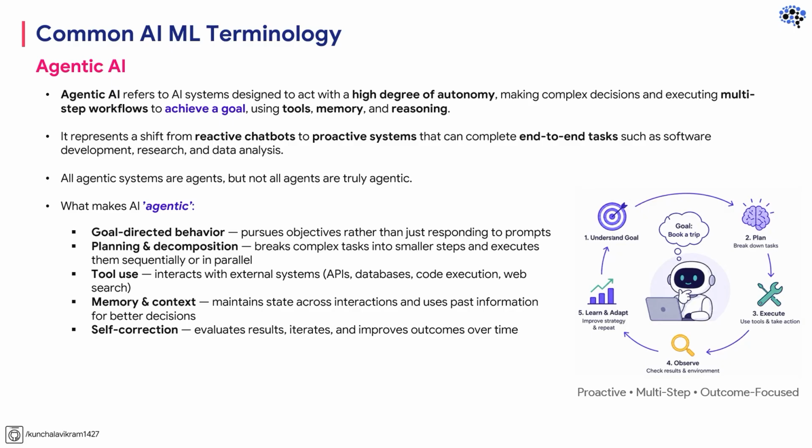Agentic: all agentic systems are agents, the AI agents, but not all AI agents are truly agentic, okay? It is a shift from reactive chatbots, where you ask a question and it gives the response, to proactive systems where the system can do end-to-end tasks, not just one task, right? So what makes AI agents agentic is goal-directed behavior. It will pursue objectives rather than just responding to prompts, okay?